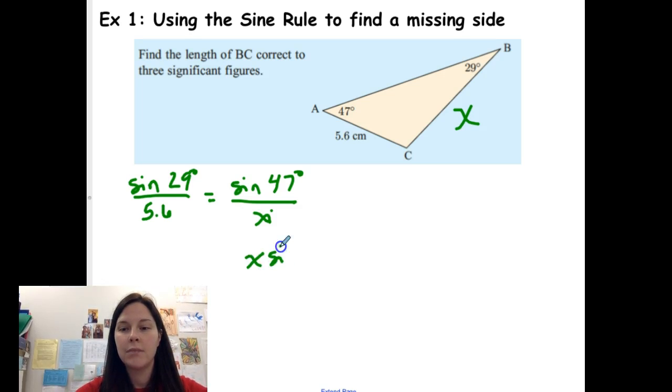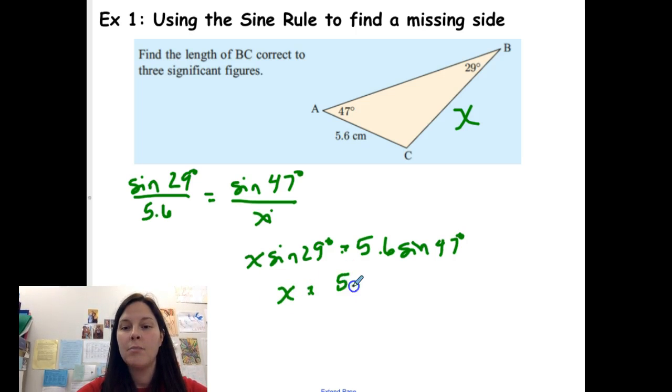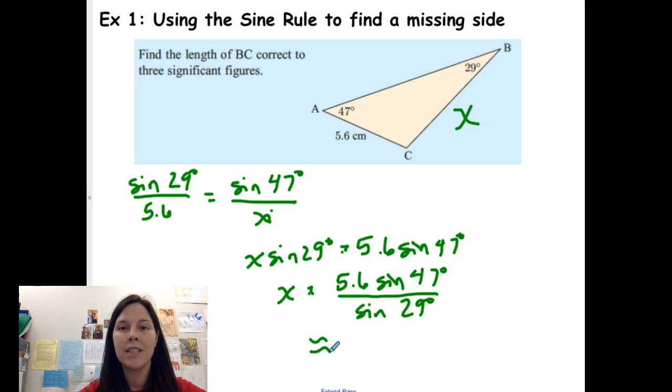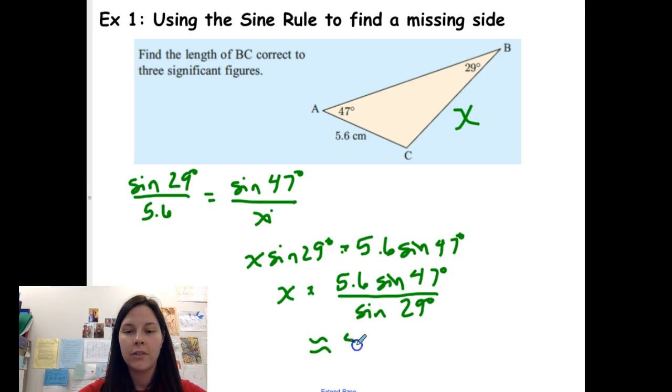So we have x times the sine of 29 equals 5.6 times the sine of 47. Dividing both sides by the sine of 29. Be careful with rounding error. A lot of students will want to type in 5.6 times the sine of 47, and then type in the sine of 29 and use the decimals. But if you type all of this into your calculator, you'll get the most exact answer with the least amount of rounding error. And I got a side length of roughly 8.448. Labeling our units, each side was centimeters.